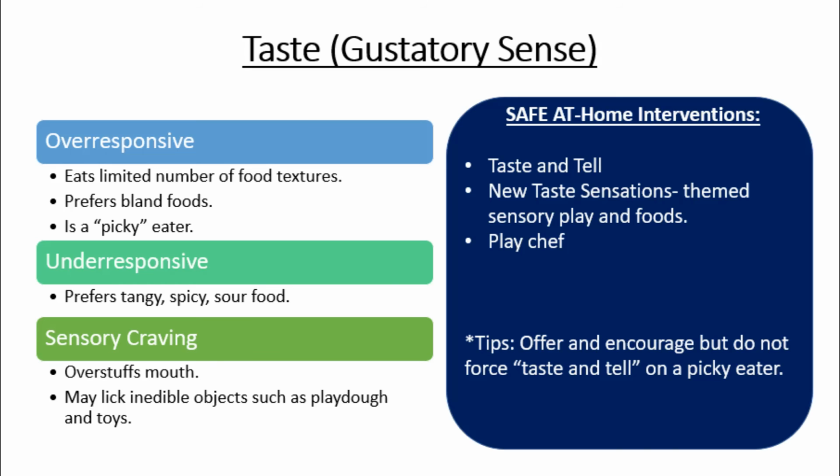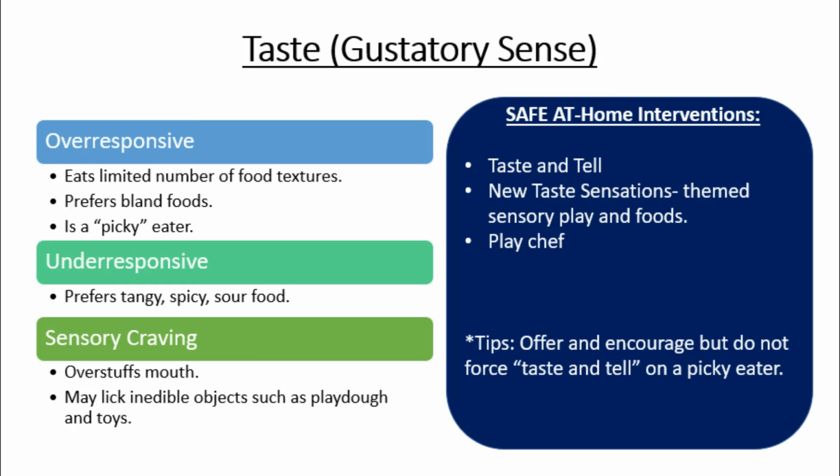Now on to taste or the gustatory sense. Over-responsive kiddos for taste may eat a limited number of food textures and also prefer bland foods. They may be labeled as a picky eater. Under-responsive kiddos may prefer tangy, spicy, sour food, really wanting those strong flavors. Sensory craving kiddos may tend to overstuff their mouth and may lick inedible objects such as Play-Doh and toys.